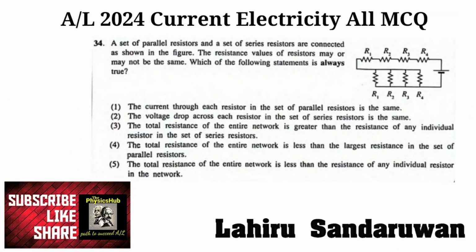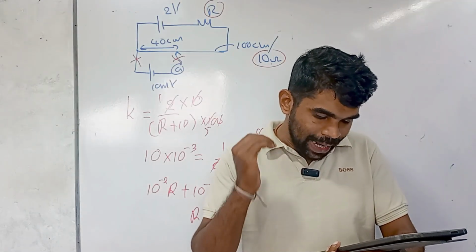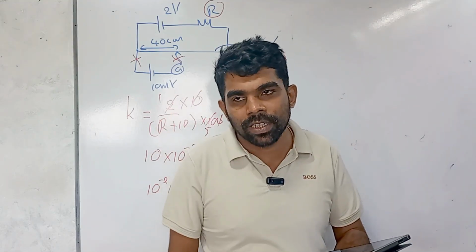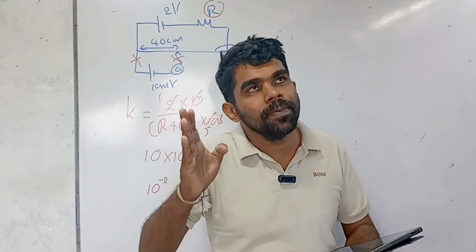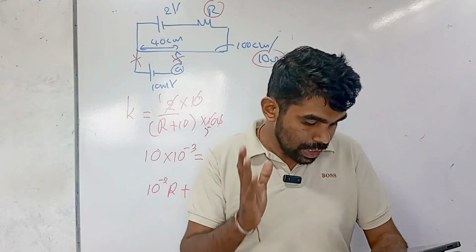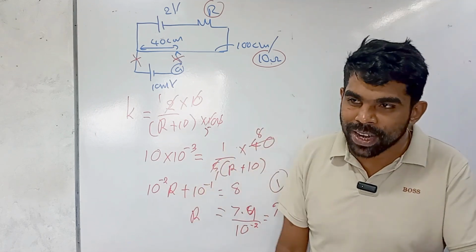Then the next question. A set of parallel resistors and a set of series resistors are connected as shown in the figure. The resistance values of the series resistors may or may not be the same. Which of the following statements is always true? First one, the current through each resistor in the set of parallel resistors is the same. We can consider there is the same voltage across parallel resistors, but current is the same only when the resistors are the same, and they have not given whether the resistors are the same or not. Therefore, we can't take the first one as the answer.